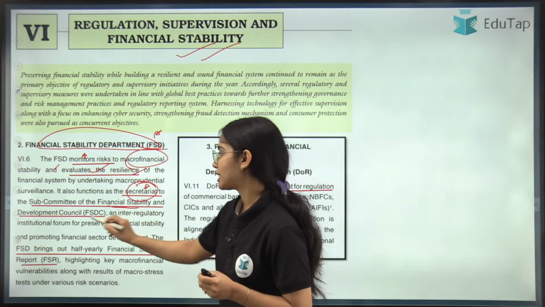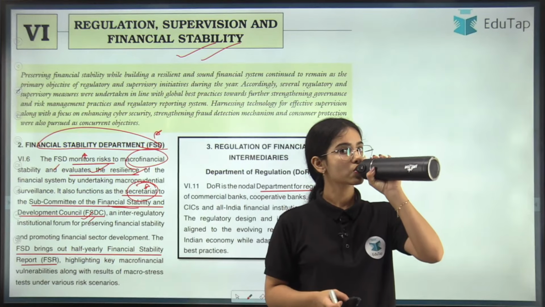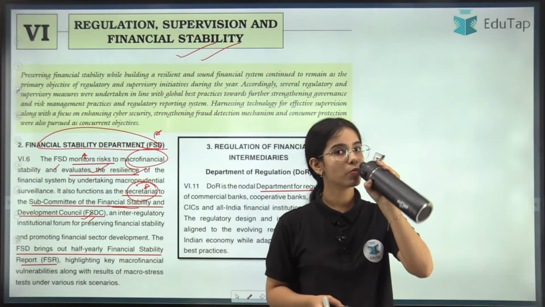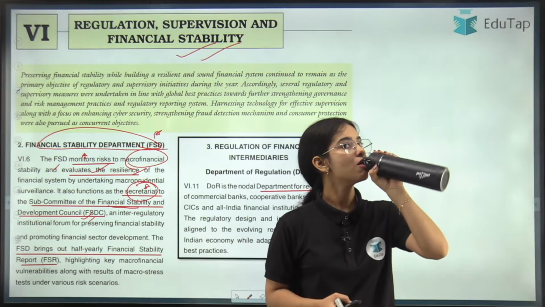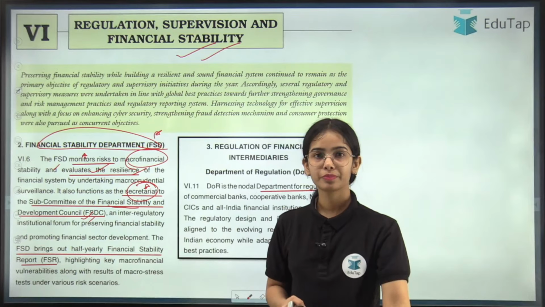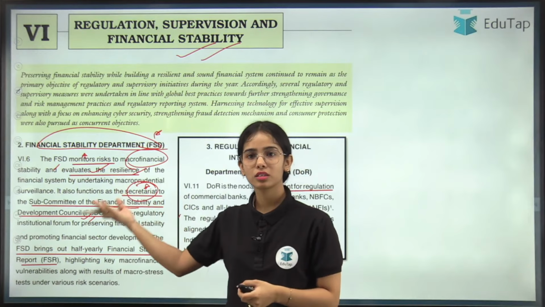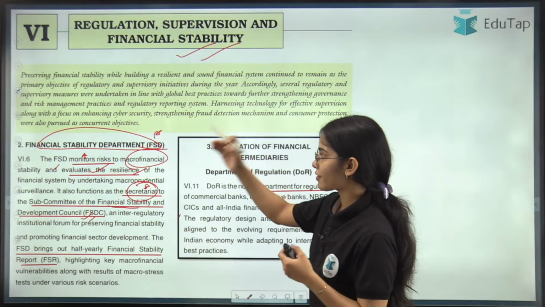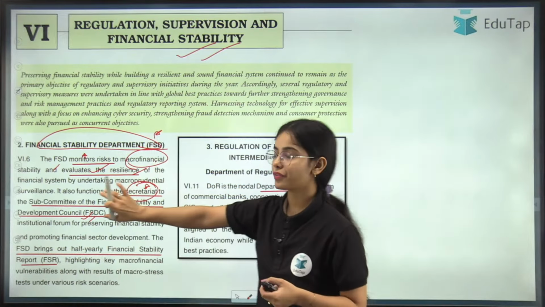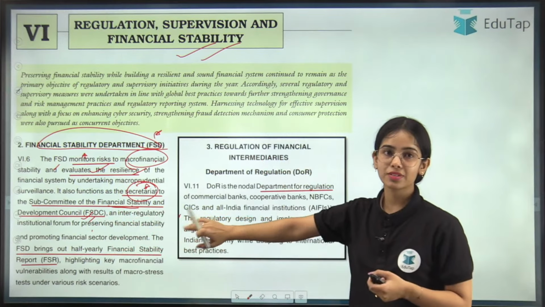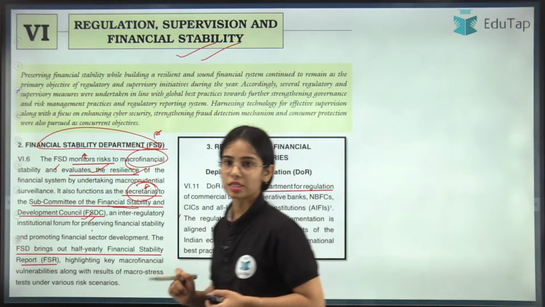The Financial Stability Department also functions as the secretariat to the subcommittee of the Financial Stability and Development Council. Who is the head of this subcommittee? Anyone can tell me? It is the RBI governor, right? So the FSD, the Financial Stability Department, functions as the secretariat of the subcommittee of the FSDC, as well as this department prepares the financial stability report. Okay, this is the idea.